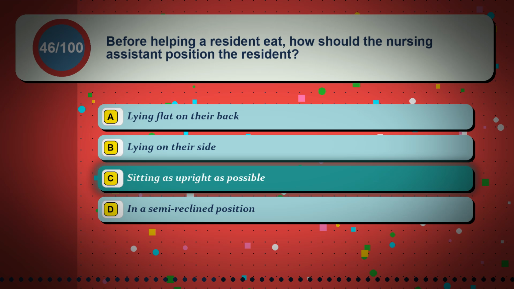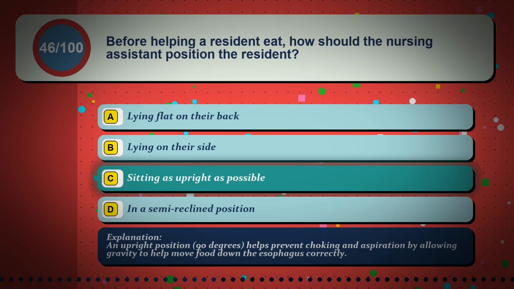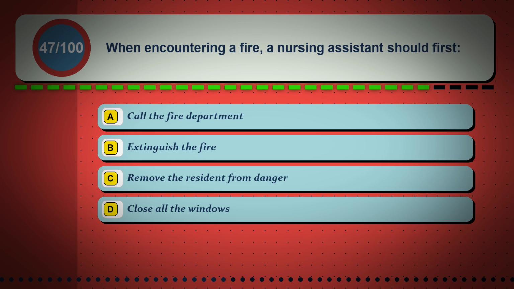The correct answer is option C, sitting as upright as possible. An upright position, 90 degrees, helps prevent choking and aspiration by allowing gravity to help move food down the esophagus correctly. Question 47. When encountering a fire, a nursing assistant should first: option A, call the fire department.